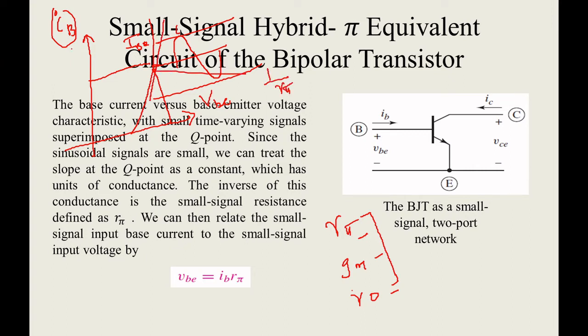So there is a change in your IB current with respect to the change in the input voltage, that is VB or V pi. So I am repeating again: there is a change in the IB current with respect to the change in the voltage. You will be getting your R pi. Here it is plotted for IB versus VB. That's why I am taking it as 1 by R pi.